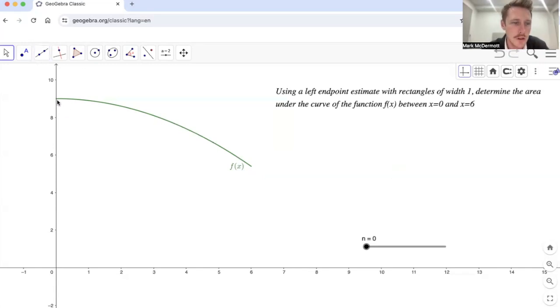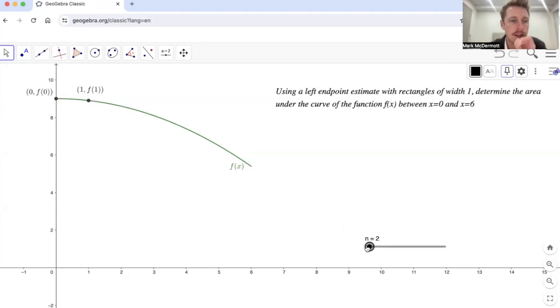So let's just point out what's going on here. We've got some function f of x. Actually, we're not interested in what the function is, but we just know it's some function f of x. What we want to do is use what's called a left endpoint estimate. So what that means is we're going to start putting in points at intervals of width 1, starting at 0, because x starts at 0 and goes to 6. So you'll see what I mean in a second.